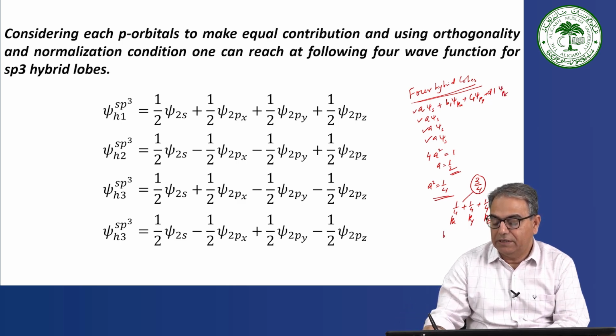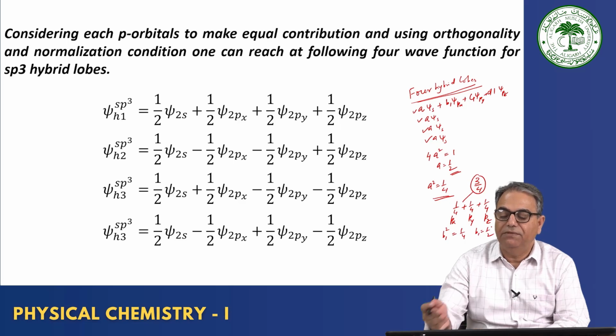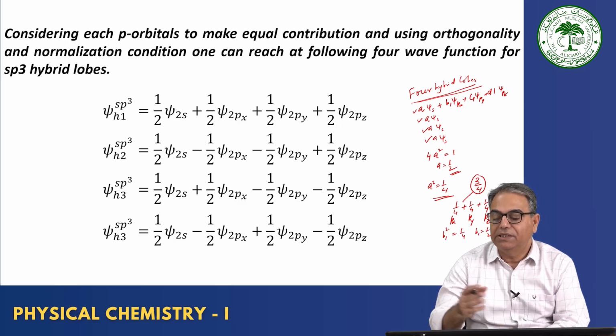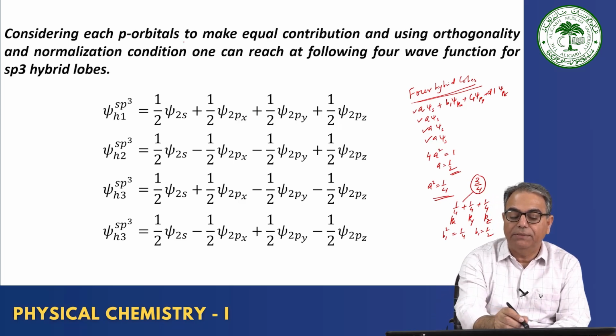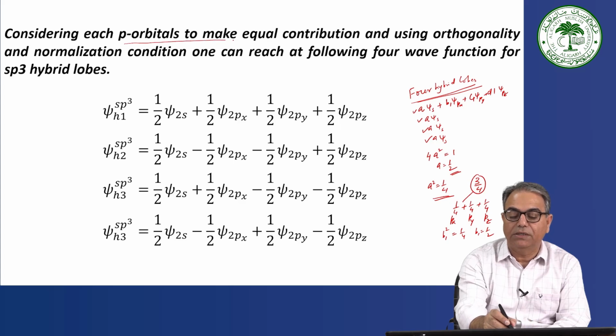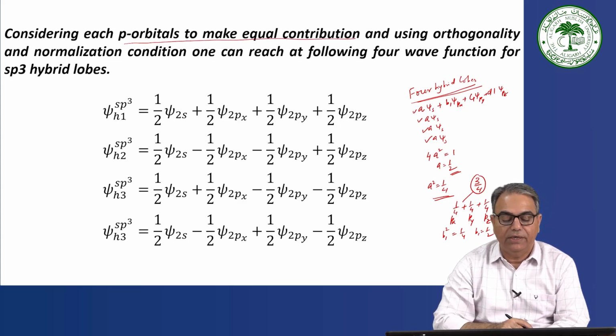For px, I can say b1 square and this will be equal to 1 by 4. So b1 will be what? b1 will be 1 by 2. Same will be the case with c1 also, and same will be the case with d1 also. Okay. So all four coefficients will be 1 by 2, 1 by 2, 1 by 2, provided we suppose the p orbitals make equal contribution. This is a rider. Then only you can write this one.